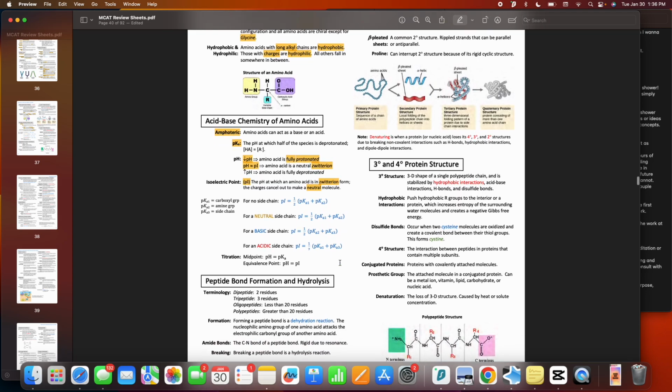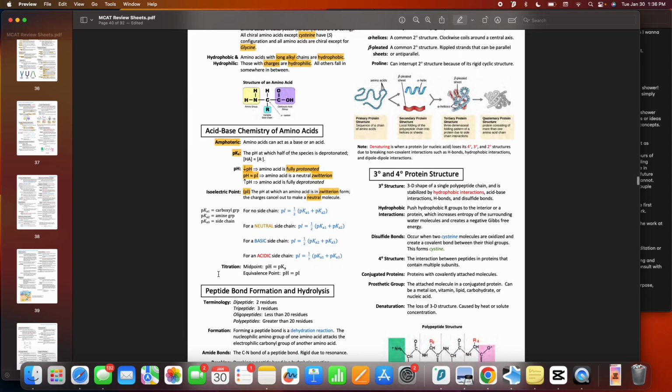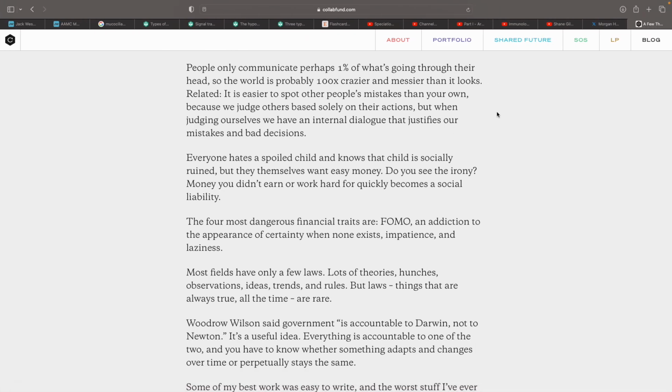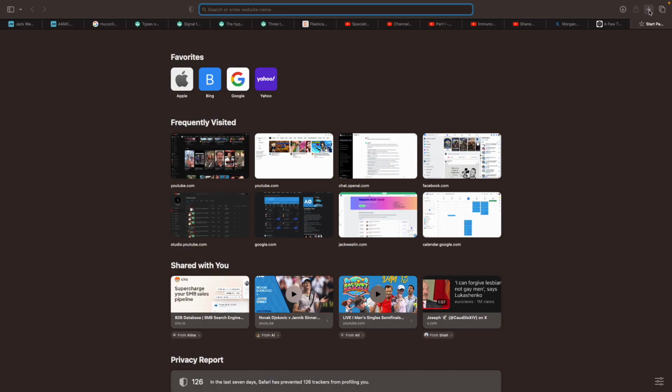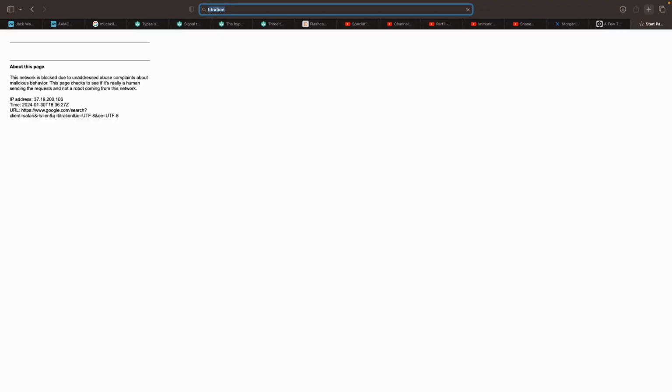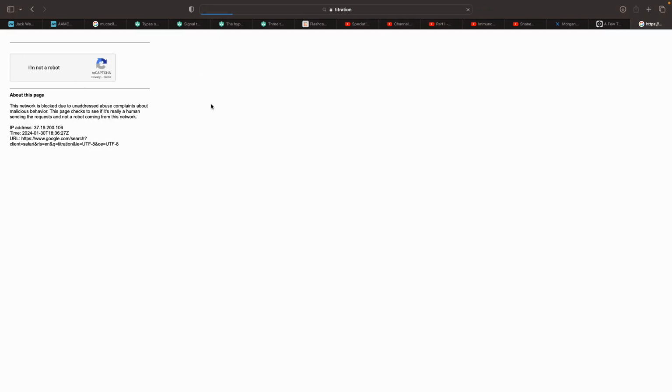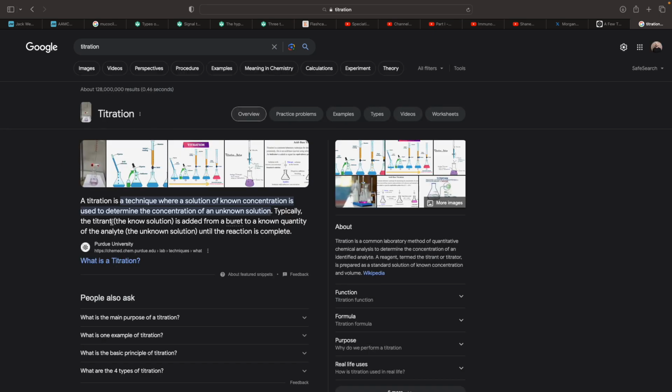Amazing. Now, the titration midpoint. So what is titration? We need to know what titration is. So we can quickly search about titration here. I have so many tabs open, so don't worry about it. Titration is a technique where a solution of known concentration is used to determine the concentration of an unknown solution.